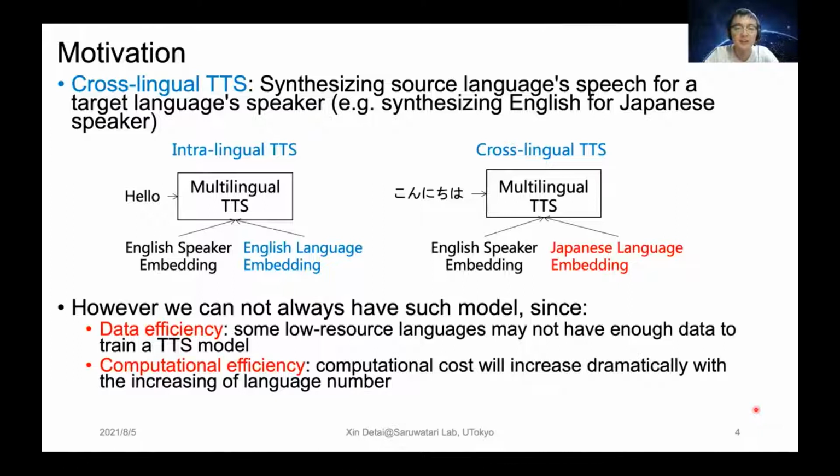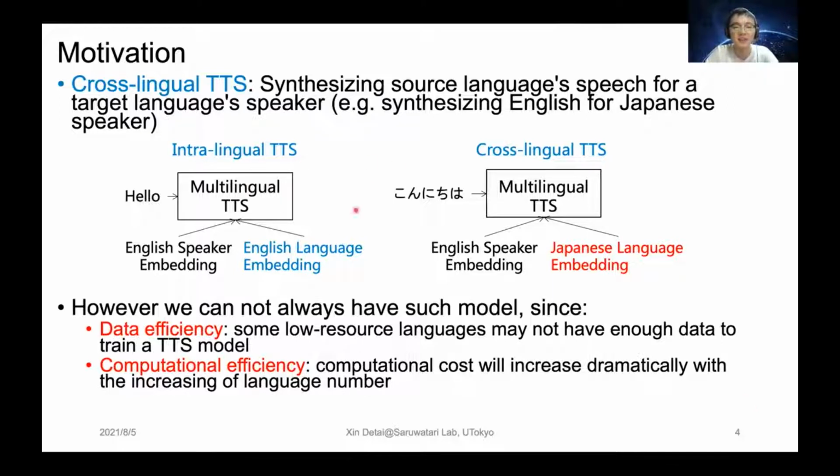So first, what is cross-lingual TTS? It refers to a task that requires a TTS system to synthesize source language speech for a target language speaker. For example, in this work, we synthesize English speech for Japanese speakers while maintaining their voice characteristics. Generally, we don't have English speech data for Japanese speakers.